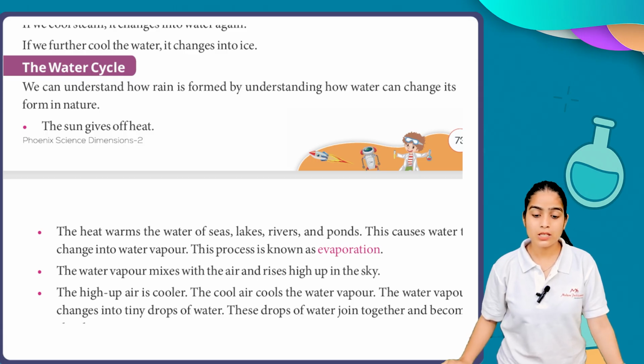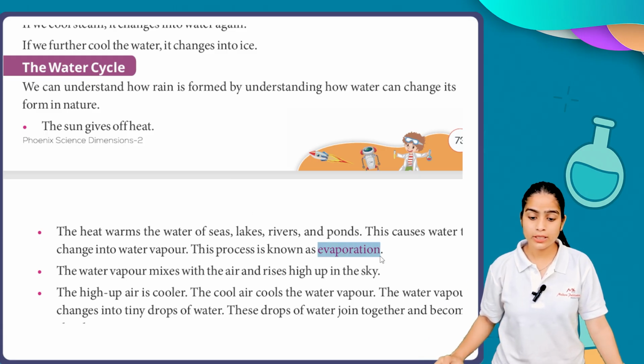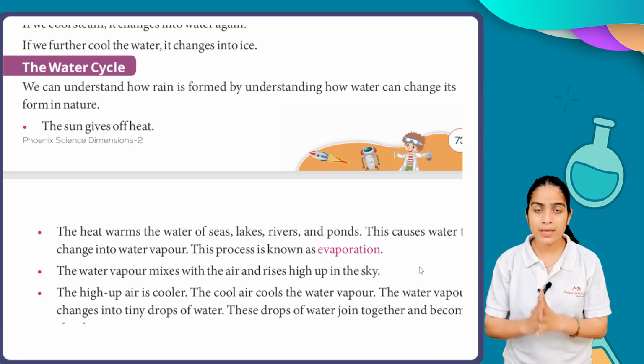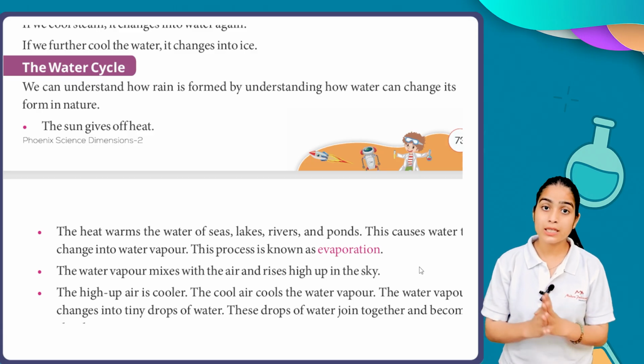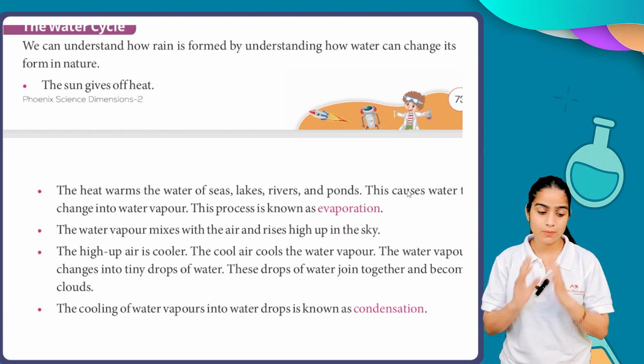This process is known as evaporation. All of you repeat after me. What do we call it? We call it evaporation. Okay, so what do we mean by evaporation? When our water turns to steam with the help of sunlight, this is called evaporation.